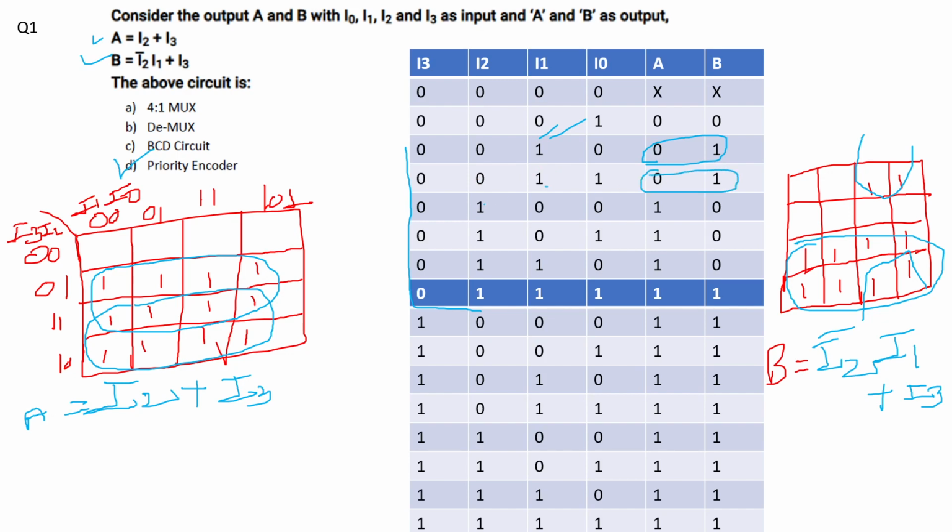Now I2 is 1 and I3 is 0, so the priority will go to I2, and these are don't cares, we don't care about them. As I2 is 1, the output will be 1, 0, that is 2. And now whenever I3 is 1, my output will be 1, 1. That is how it is. This should not be 1, 0.